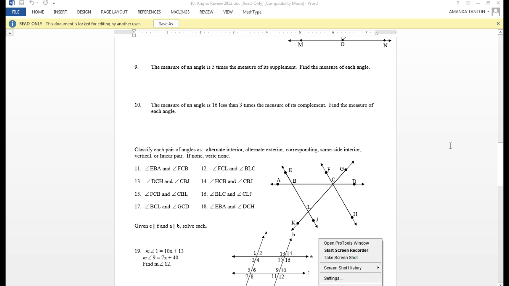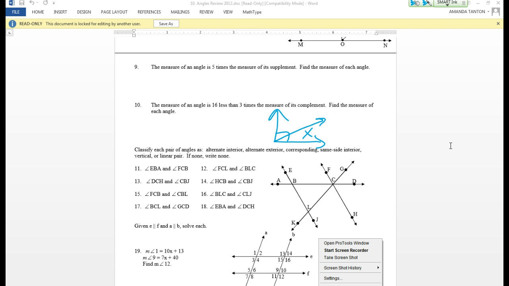The measure of an angle is 16 less than 3 times its complement. Find the measure of each angle. The first thing you would do is draw a set of complementary angles. Complementary is not a 90-degree angle, right? It's two angles that add to equal 90. A right angle is not complementary. That's not the same thing. Complementary has to be two angles.